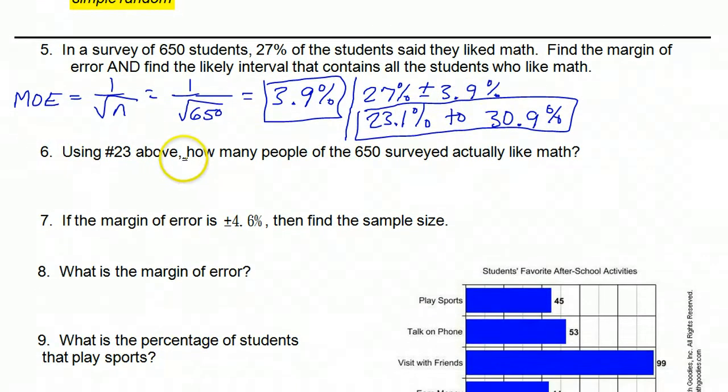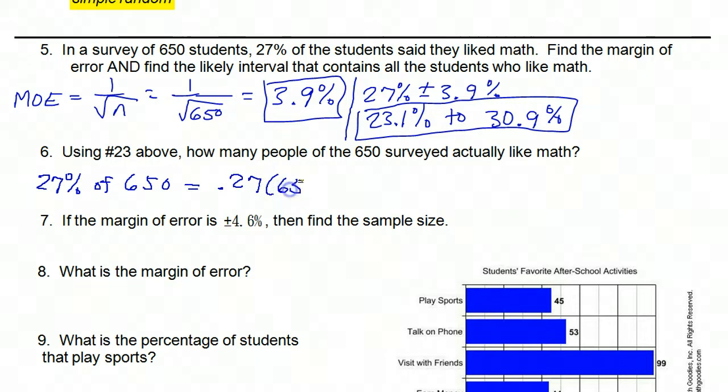Okay, so moving on, number 6. Using number 23 above, how many people of the 650 surveyed actually like math? Well, they said 27% of the students like math. So 27% of 650 is the same thing as 0.27 times 650. Just turn it back into a decimal and multiply.